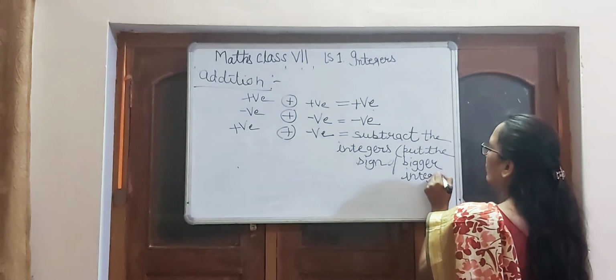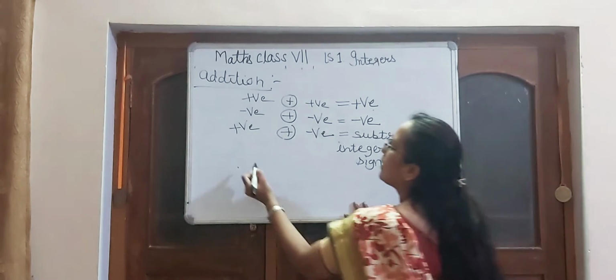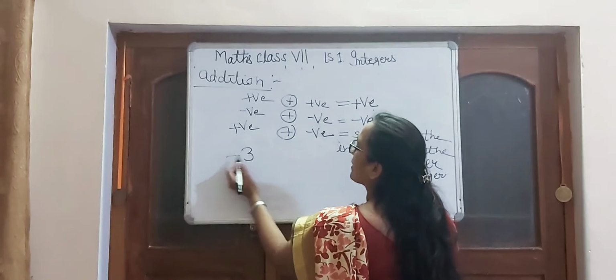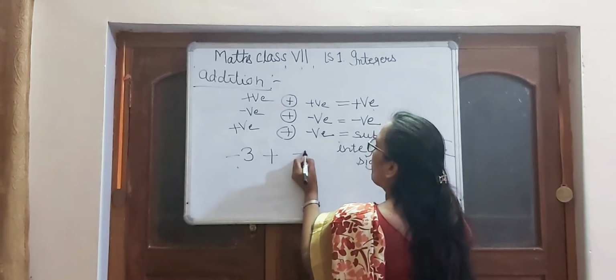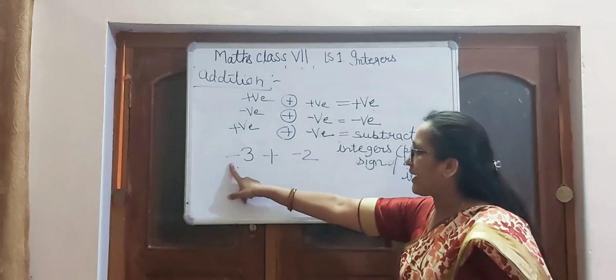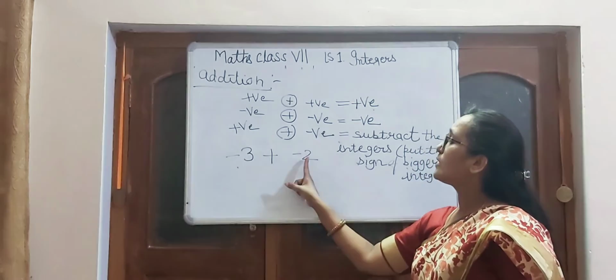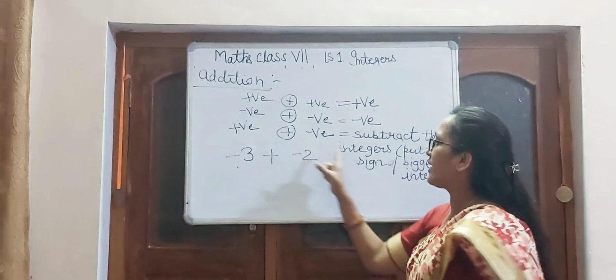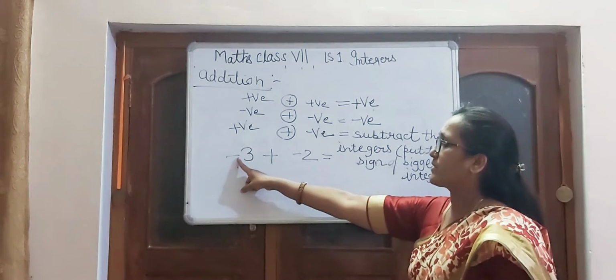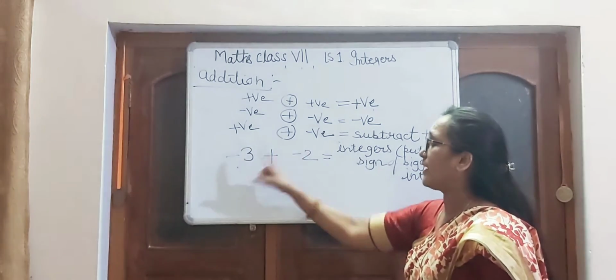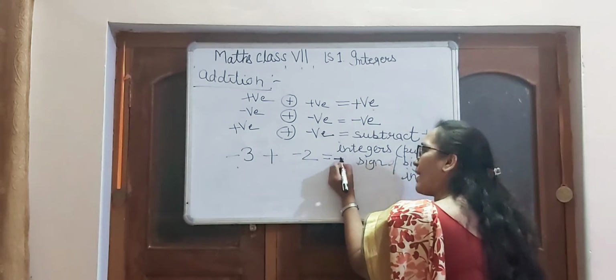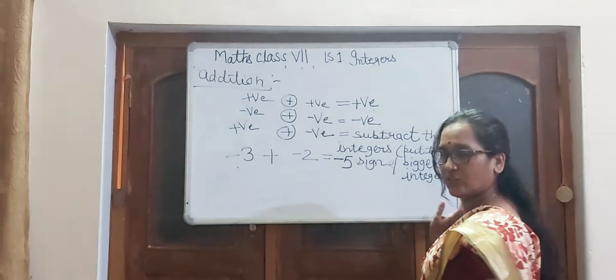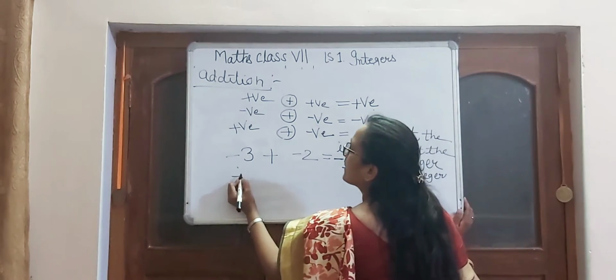See, I will give one example: minus 3 plus minus 2. See here, addition of two same signs: always add and put the same sign. Addition of minus and minus, put the sign of minus and we will add. Okay beta.